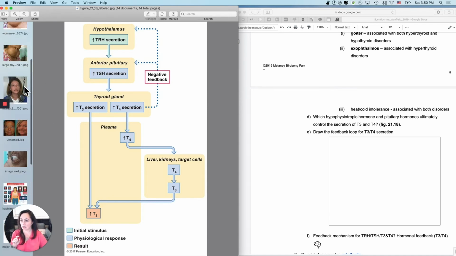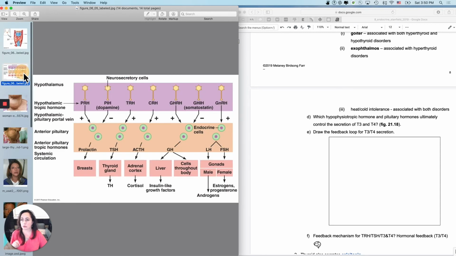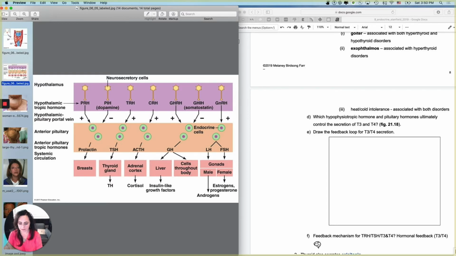So let's look at learning our first complete feedback loop that we can draw here. It says draw the feedback loop for T3 and T4 secretion. So let's do it together. Okay, here we go. If you are talking about thyroid hormone regulation, T3 and T4, what organ do you start with? What is the start for T3 and T4? Look in that purple box. The organ that starts the whole thing is, of course, the hypothalamus.